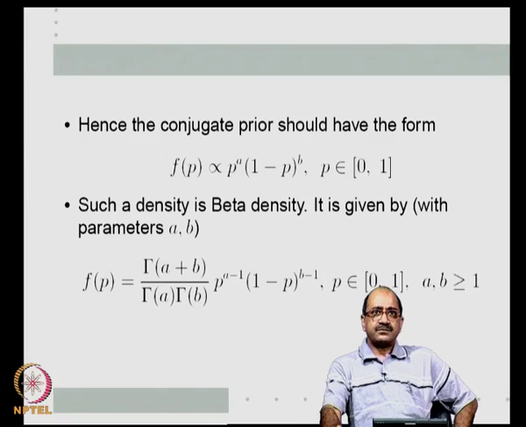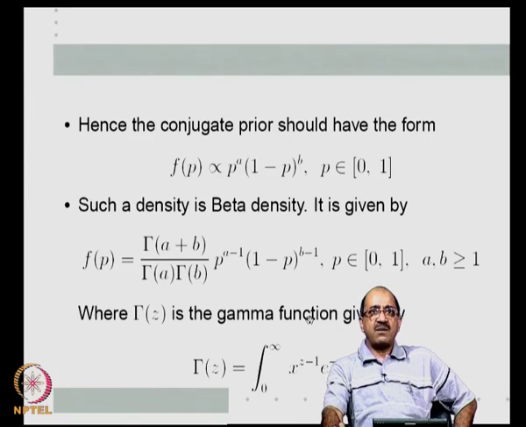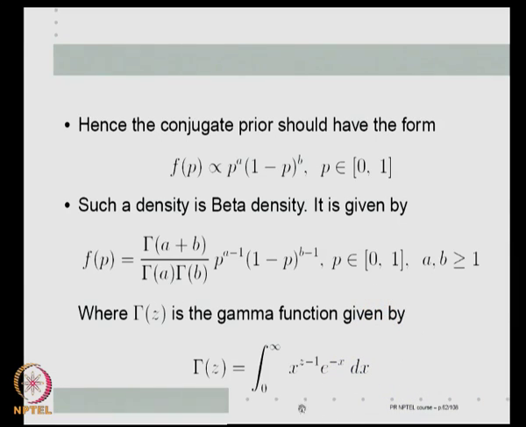Where gamma is the gamma function. The gamma function is given by gamma of z is integral from 0 to infinity of x to the power z minus 1 e to the power minus x dx. I hope all of you have come across the gamma function sometime. There are many places where you could have studied the gamma function, including a probability course. But anyway, with this as the gamma function, this is the density.